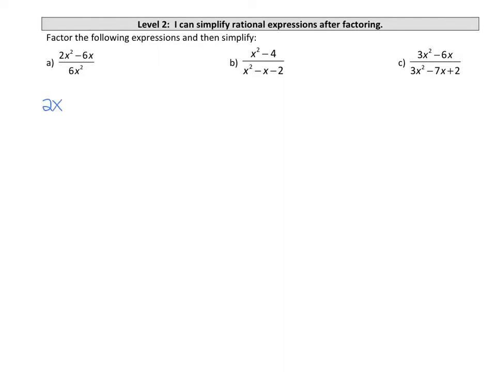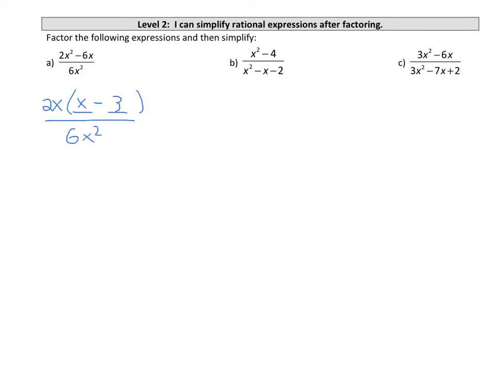I factor out 2x, I put a set of parentheses, and 2x times what is 2x squared? That would be an x. And 2x times what is minus 6x? That would be minus 3. So I get 2x times the quantity x minus 3 on the top. Now it's in factored form. Can't factor out 6x squared.